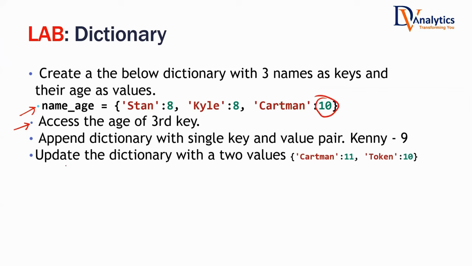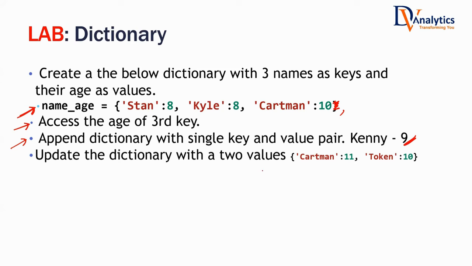Pretty straightforward. Append to the dictionary a single key value pair called Kenny. That means I want Kenny, colon, 9 also added here. I don't want you to redefine the dictionary. Am I expecting you to rewrite this whole thing and just add Kenny, 9? No, I want you to append at the end. So you have to find what is the syntax for appending, which was not discussed, but you can find it.